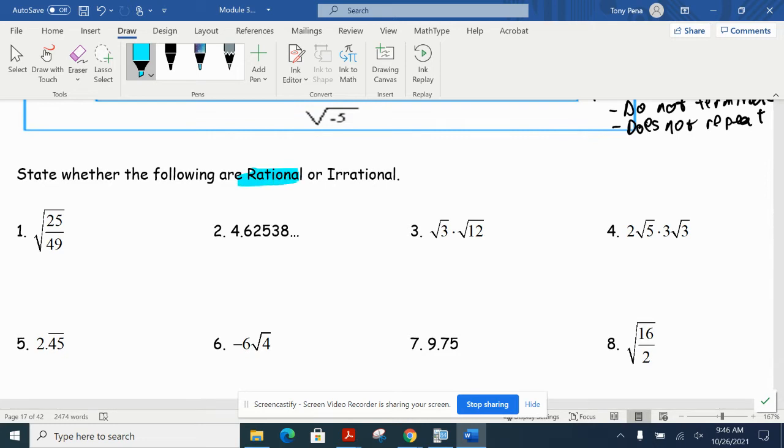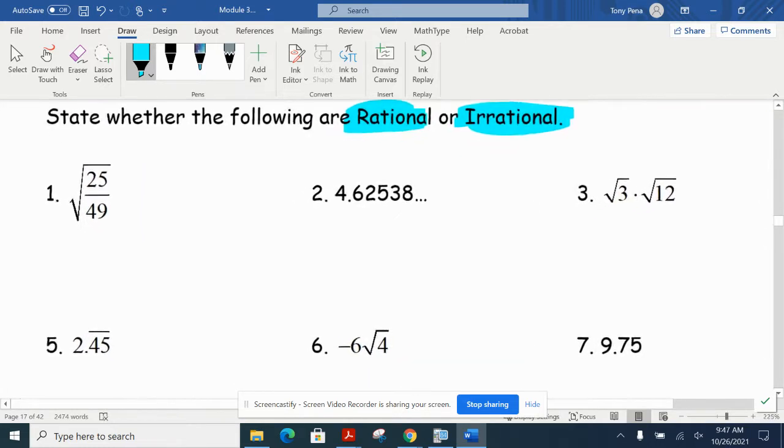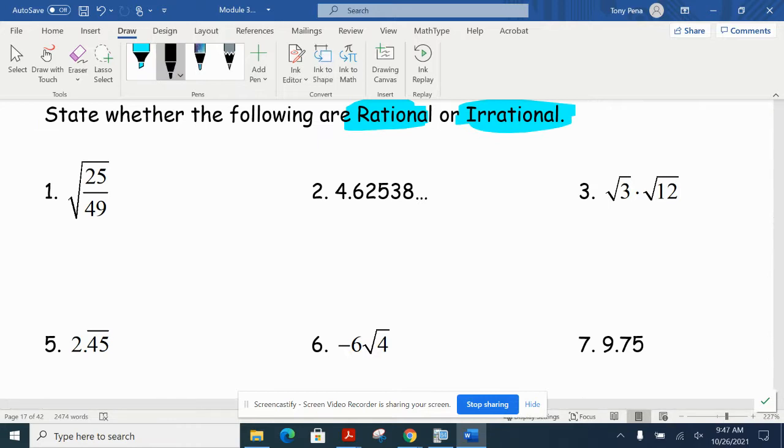That's what we're going to do in these first couple of questions. We're just going to identify, are these numbers rational or irrational? So number one, we did these yesterday.